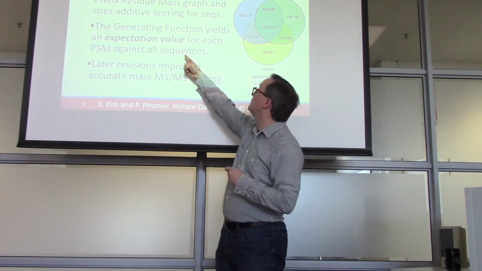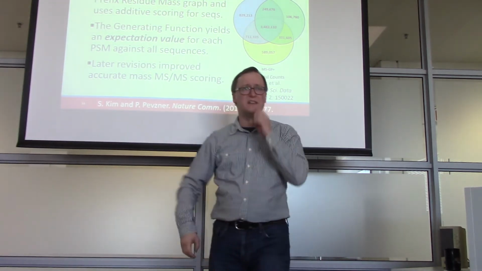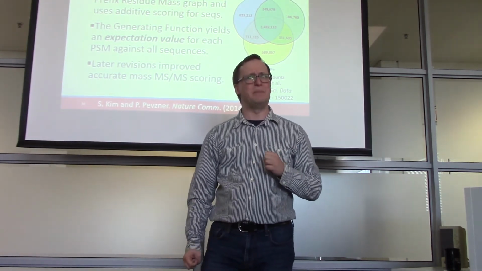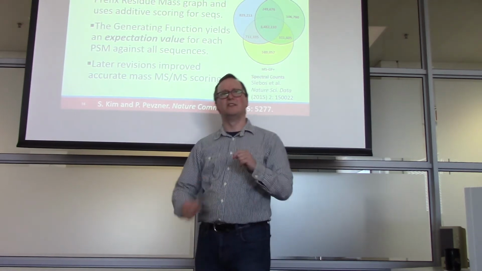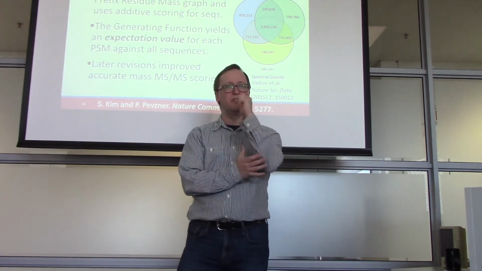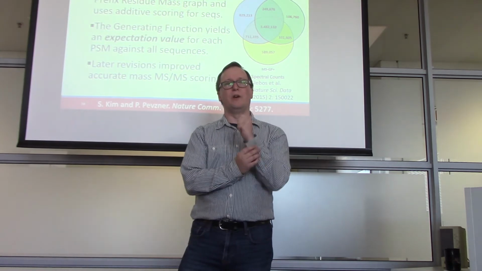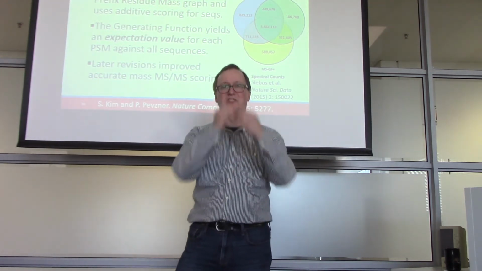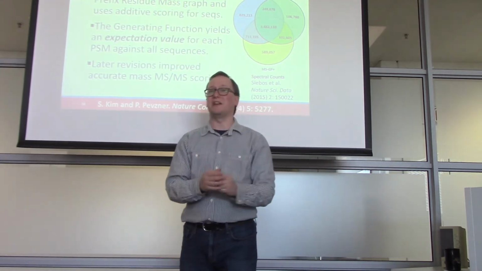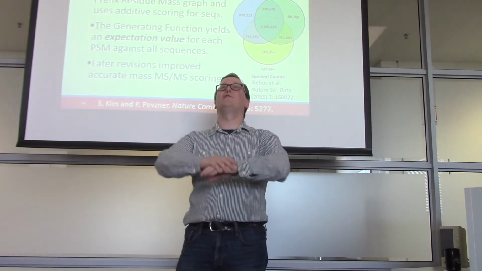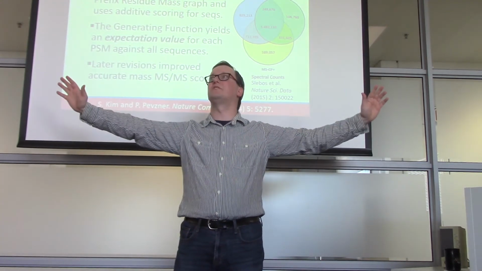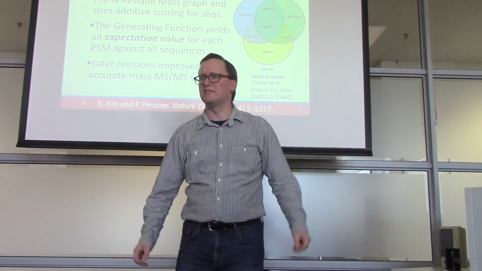And then the generating function itself does something that sounds on its face rather impossible. It asks, what is the probability that a match this good or better would occur? How many matches this good or better would we expect if we compared against the space of all possible sequences? Well, that's kind of weird, isn't it?